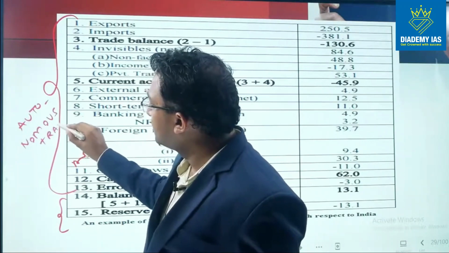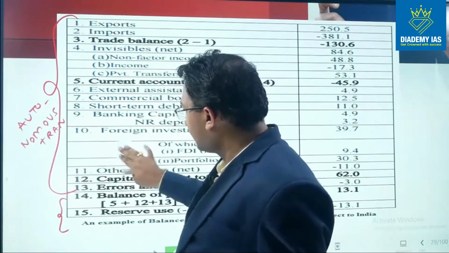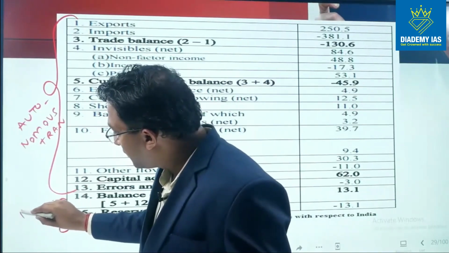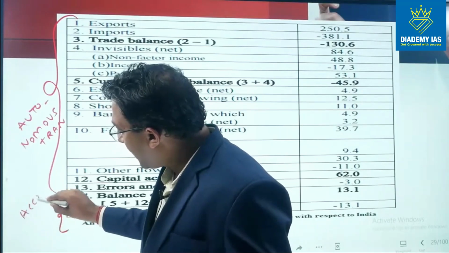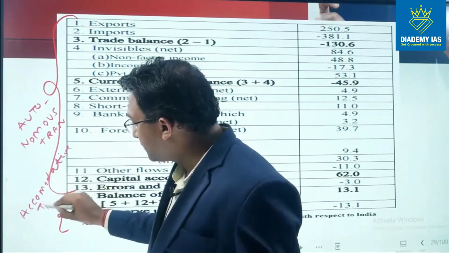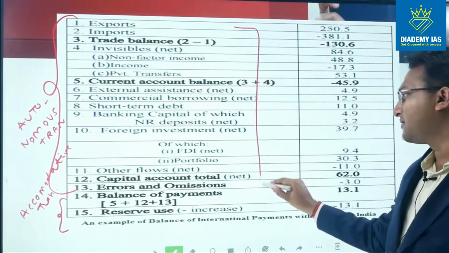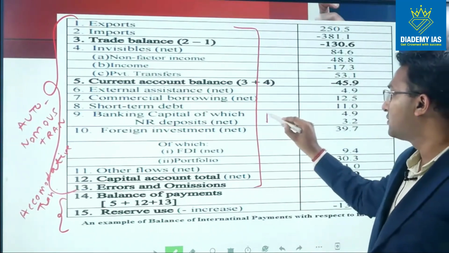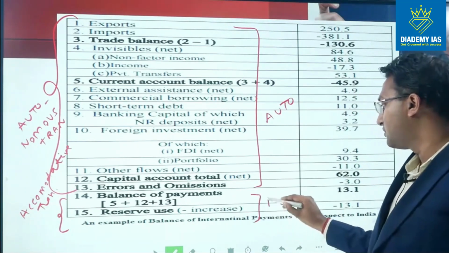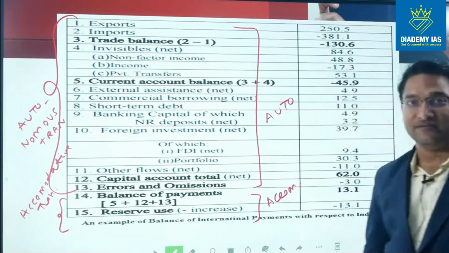autonomous transactions, and the second category is called accommodative transactions. So from exports till errors and omissions, they are the autonomous, and the reserve use is the accommodative transaction. Now let us see the difference.